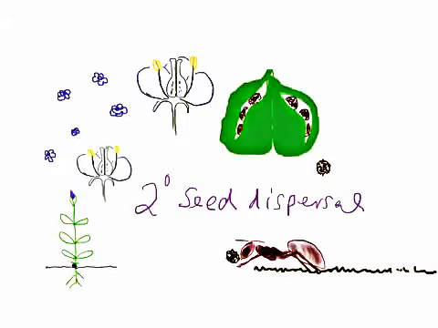Now the genes, they're moving both because of seed dispersal and because of pollination, but the population is moving because of seed dispersal.